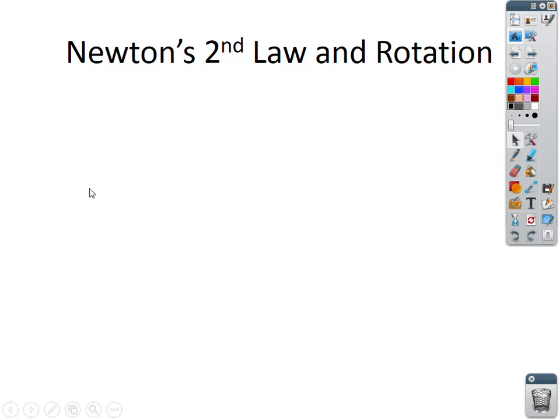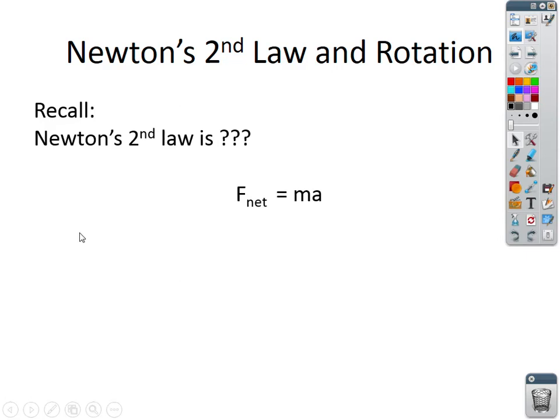So how are we going to use that? We're going to bring it into Newton's second law with rotation. Okay, so we already know Newton's second law is net force equals m times a. All we're going to do now is with this formula, we're going to replace each of these terms, net force, mass, and acceleration, with a rotational analog, or at least something that's closest to it.